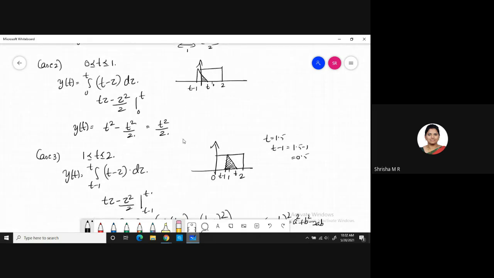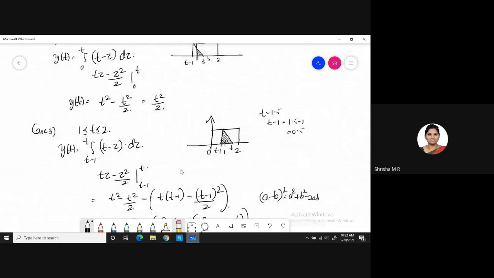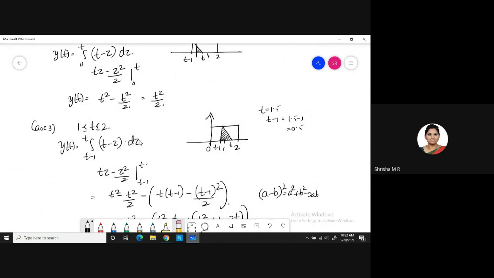Then our t has moved one step forward still. So it is between 1 and 2. T is between 1 and 2. So t minus 1 will be between 0 and 1, because it is of 1 unit width, right? So the overlapping space is from t minus 1 to t. This is the overlapping space. Okay, so integrate this t minus tau with respect to tau.